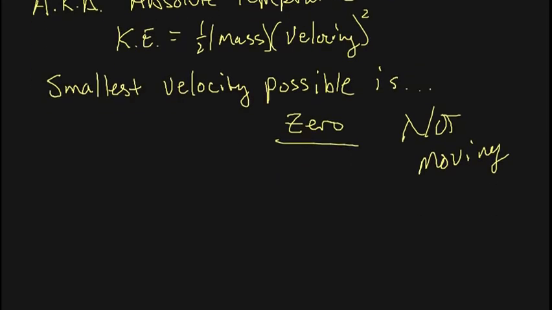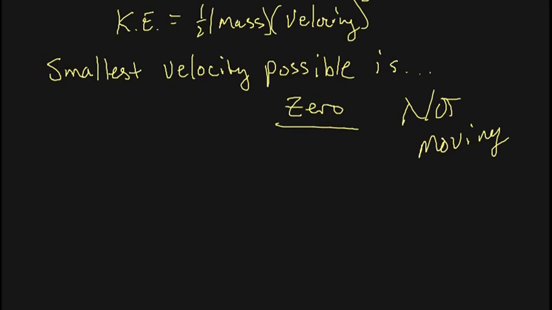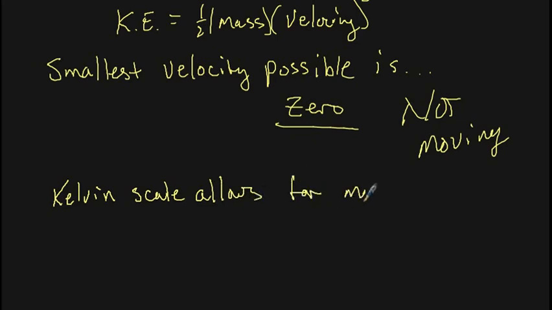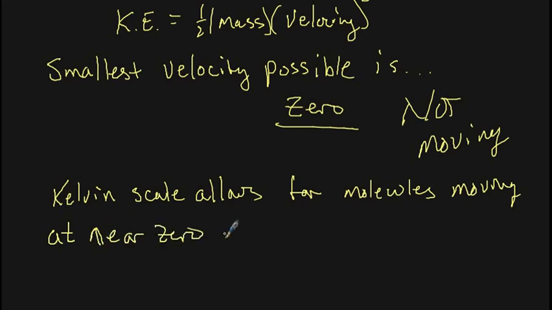then shouldn't the lowest temperature, or shouldn't the temperature that represents no molecules moving, also be equal to 0? Well, that's the idea of Kelvin. The Kelvin scale allows for molecules moving at near zero speeds. Well, if the molecules are moving at near zero, that means their kinetic energy is almost zero.